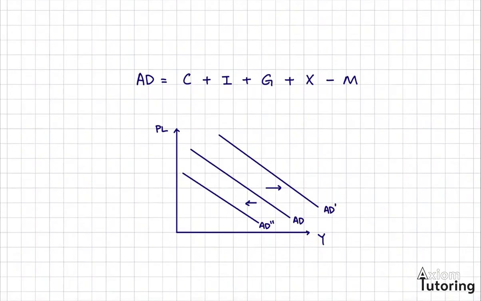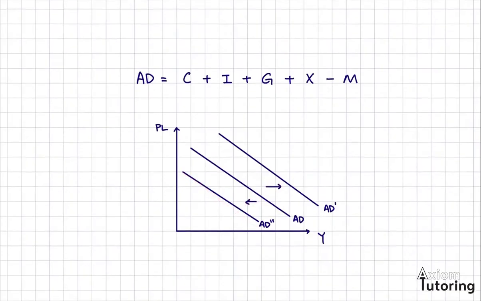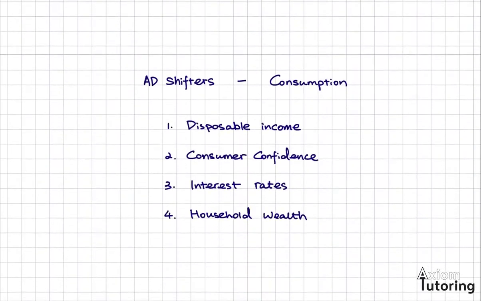An increase in aggregate demand shifts the curve to the right, and a decrease in aggregate demand shifts the curve to the left. Now let's start with the first AD shifter, consumption. Consumption is household spending on goods and services. It usually forms the largest component of aggregate demand, so changes in consumption can have a very significant effect on the economy.